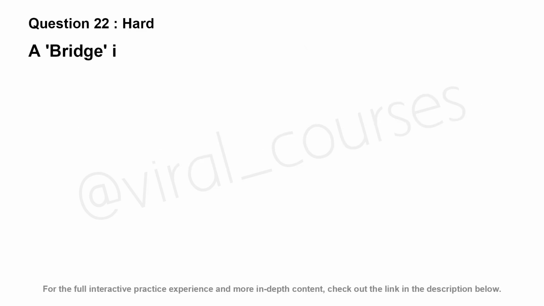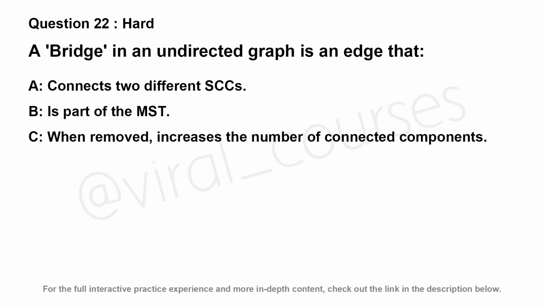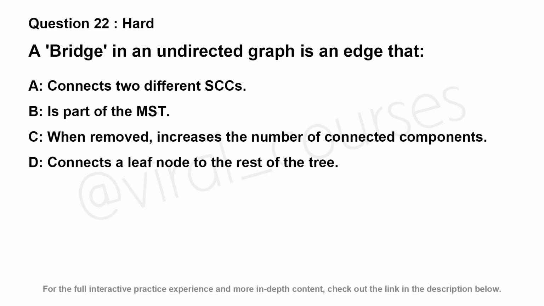A bridge in an undirected graph is an edge that: Option A, connects two different SCCs. Option B, is part of the MST. Option C, when removed, increases the number of connected components. Option D, connects a leaf node to the rest of the tree.